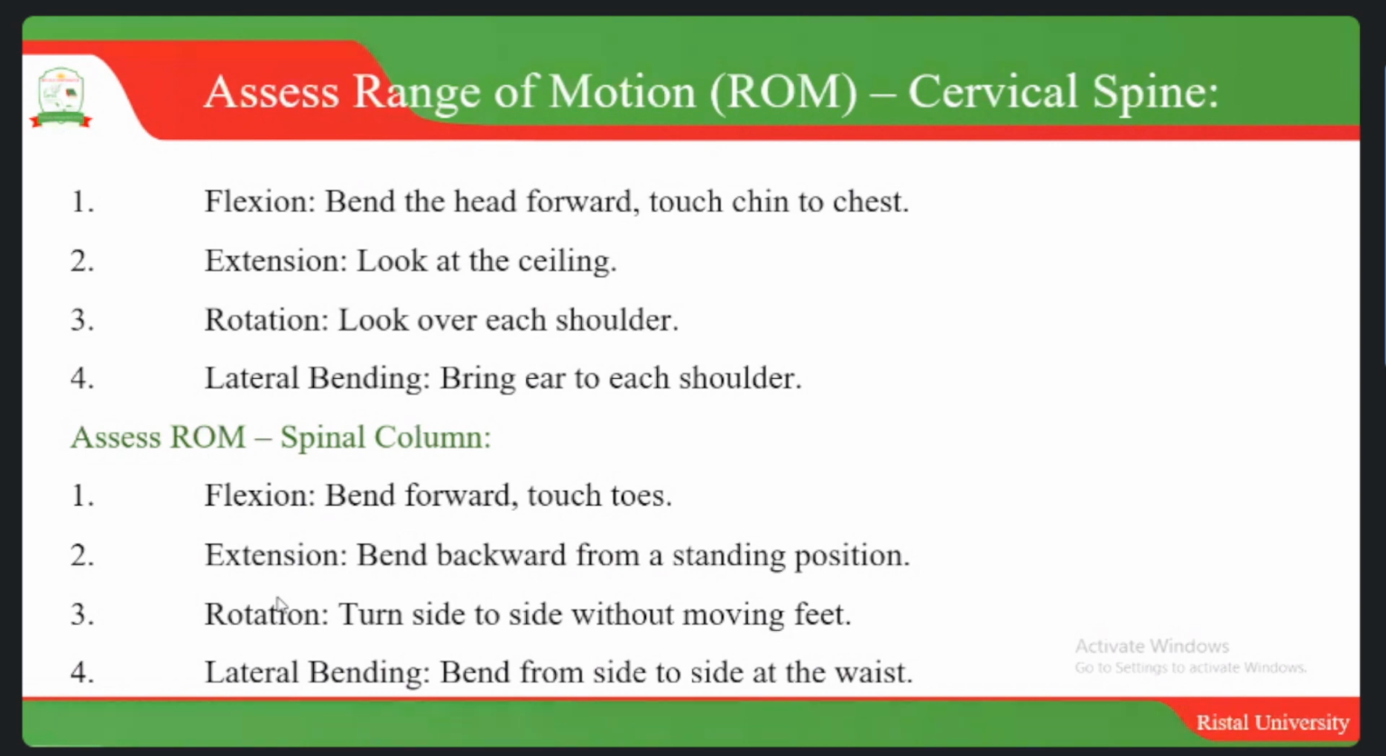Then extension, to look at the ceiling. Tell the patient to look upward at the roof, and if he's able to do that, then the cervical spine is okay. But if he's not able to do that, then you may get to know that this patient has a challenge with his cervical spine, and may need more assessment to find out where the problem is.